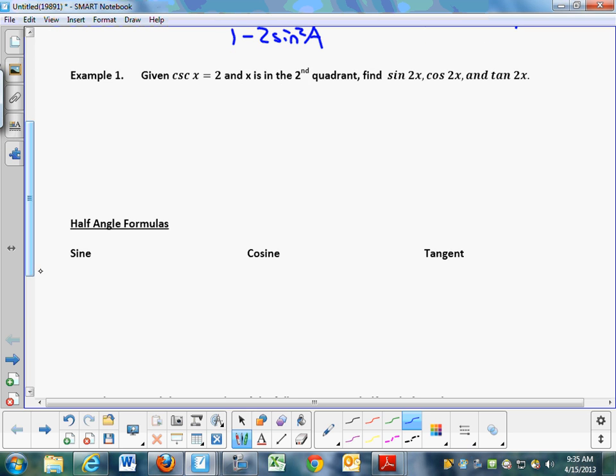So the first example is not real easy. Okay? We're going to do our best. It says given cosecant of x is equal to 2, and x is in the second quadrant, find sine of 2x, cosine of 2x, and tangent of 2x. Okay? So, are you ready? Are you sure? Okay. All right. Well, if cosecant of x is equal to 2, then I know sine of x is equal to what? 1/2.